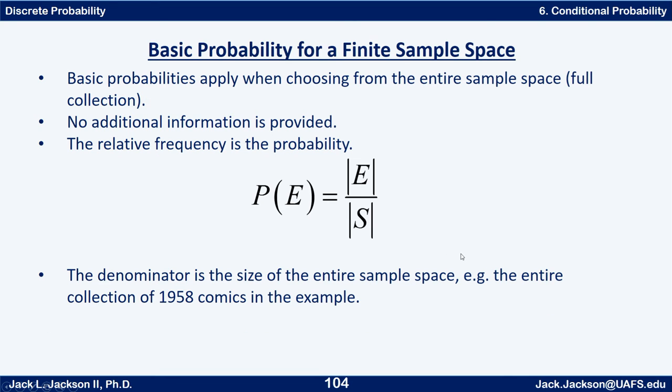So remember that when we're doing just basic probability, we're choosing from the entire sample space, from the full collection, and no additional information is provided. So, at least if it's a finite sample space, we can have the relative frequency as the probability. So the probability of the event is the size of the event divided by the size of the sample space. And the denominator, in this case, for this table at least, was the entire collection of 1,958 comics in the sample. That was the first set of probabilities we did.